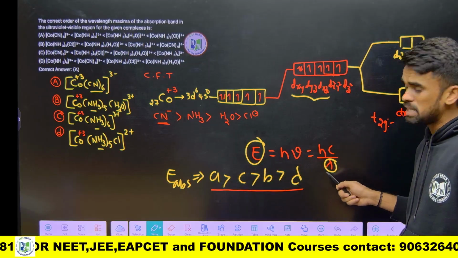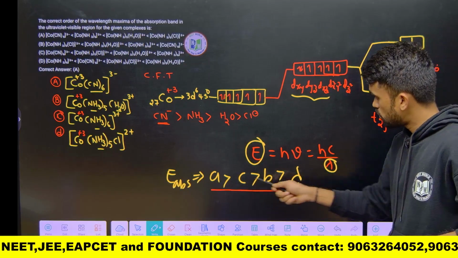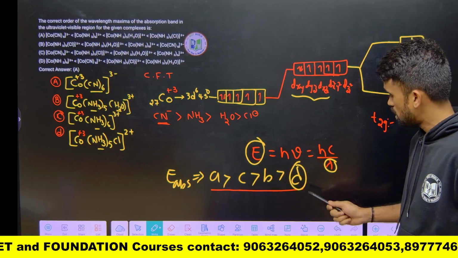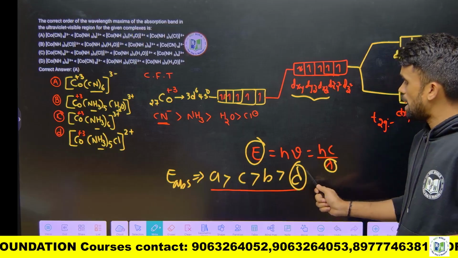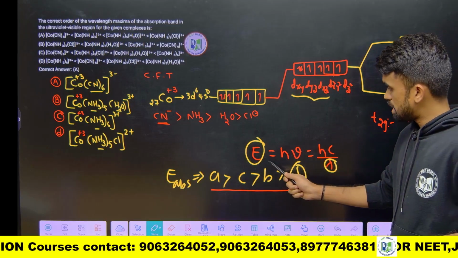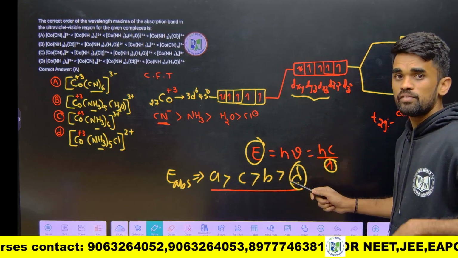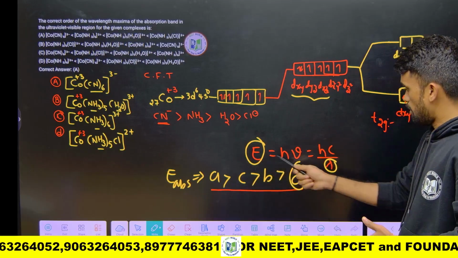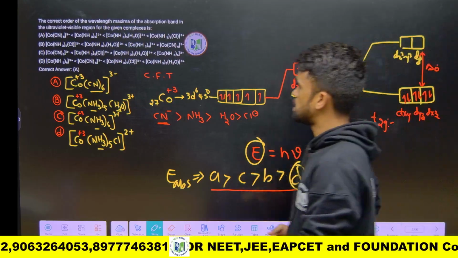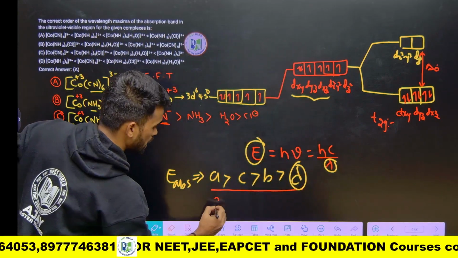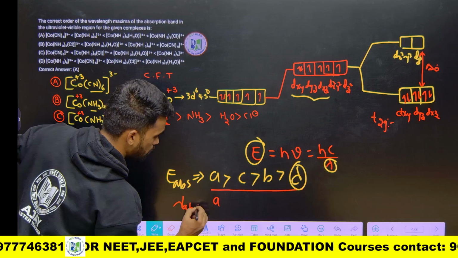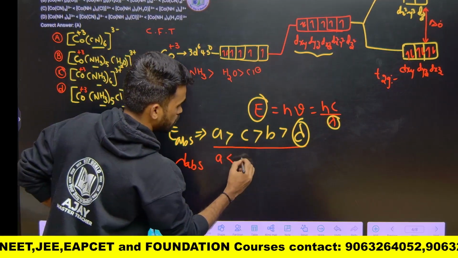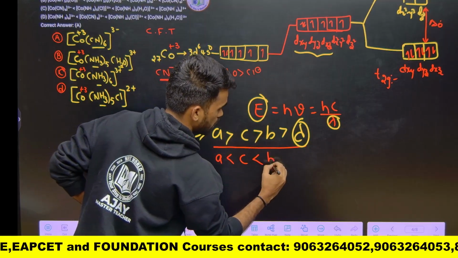Now wavelength should be opposite to this. Which one has the least energy absorption? D, right? So the wavelength will be highest for D here. Energy is minimum for D and the wavelength will be maximum for D only. So it is inversely proportional. So which is minimum here? A will have the minimum lambda absorbed. So what should we write? Lambda absorbed will be A minimum, then C, then B, then D.